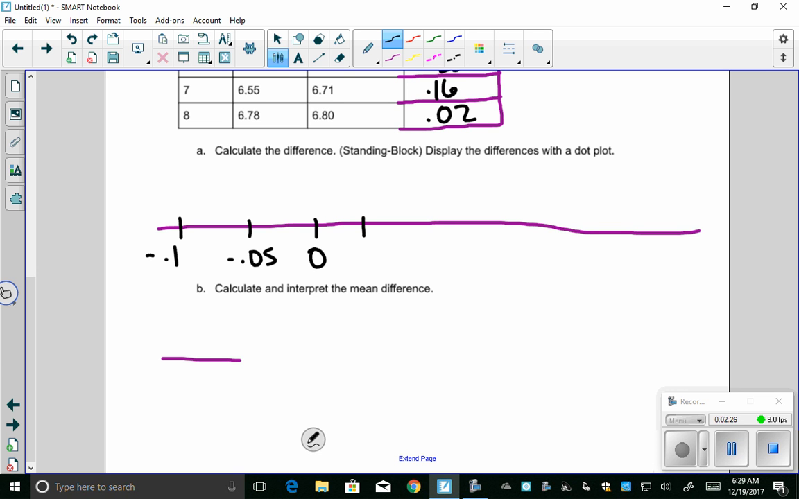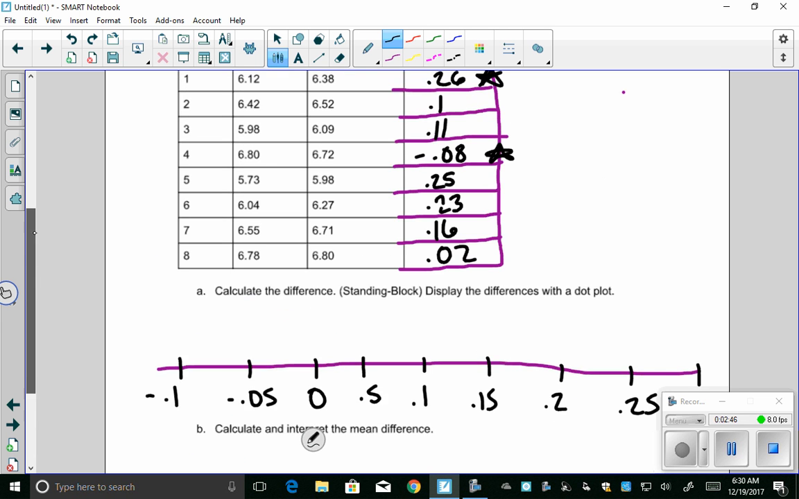0, 0.05, 0.1, 0.15, 0.2, 0.25, 0.3. Now, just plot your points.